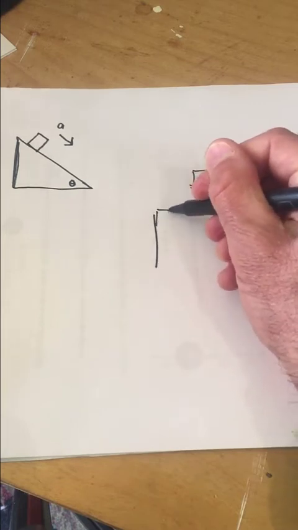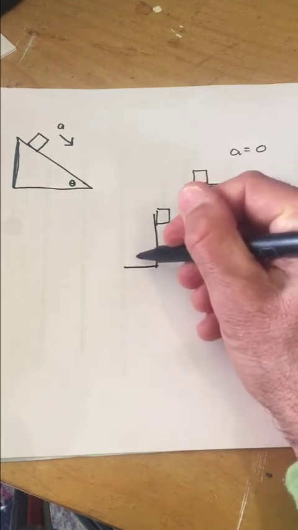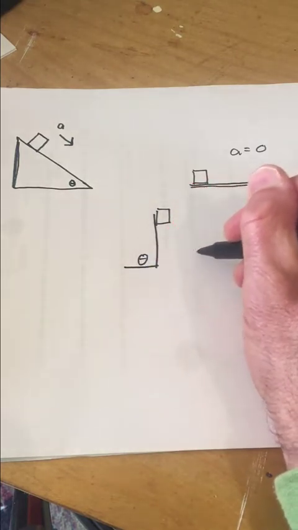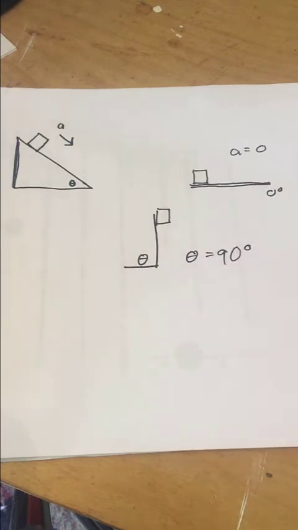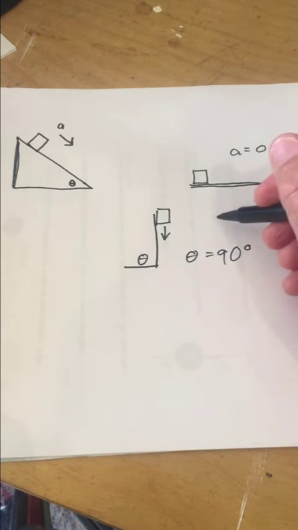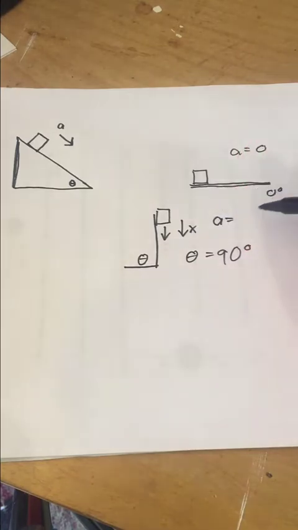The other extreme case is this one, where the ramp is vertical, and you have the block here, and the angle is 90 degrees. In this case, the acceleration is going to be in that direction, and it's going to be equal to, you could say minus g, but I'm going to take the positive x direction to be in the direction of the ramp. So in this case, I would say the acceleration is equal to g.